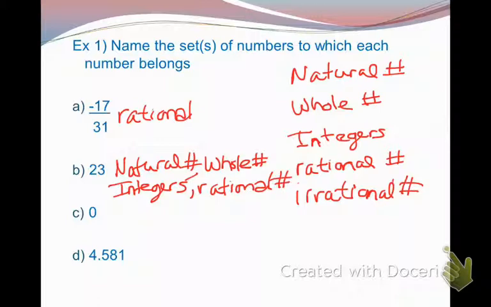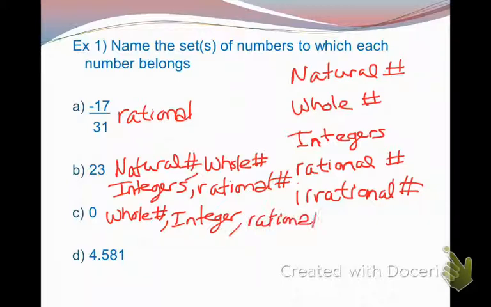All right, 0. Natural number? Does it have 0 attached? It's 1, 2, 3, 4, 5, 6, 7, 8. So that's not a natural number. But a whole number has a 0 attached, so we'll make it a whole number. Also, a whole number is an integer, so it's also an integer. And an integer also is a rational number, so that's a rational number.